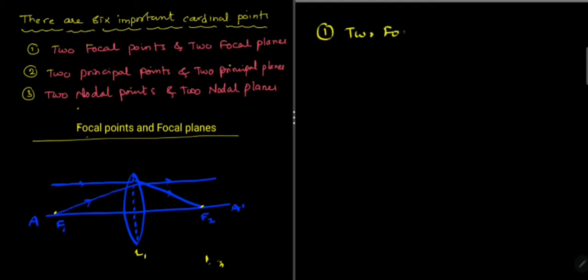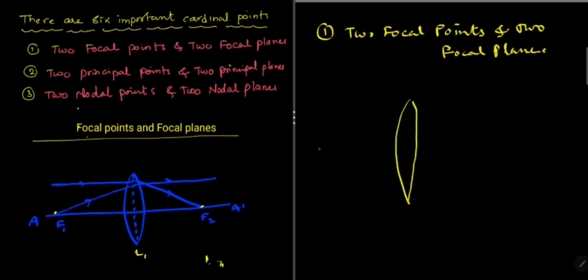So now first we will see the 2 focal points and 2 focal planes. Let us take a thin lens. We can take a thin lens or a thick lens anyway, for finding the focal points. Here this is the principal axis passing through the center of the convex lens. You can take a convex lens or a concave lens.